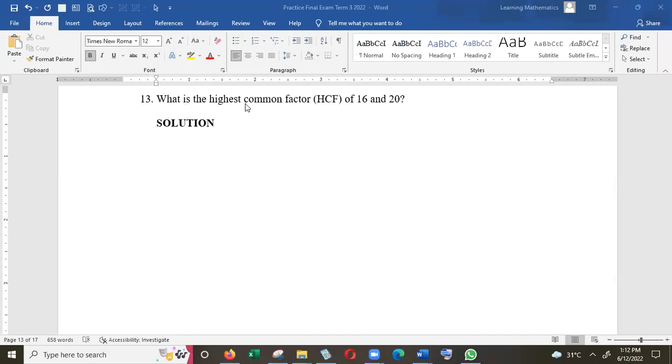What is the highest common factor? The HCF of 16 and 20. What is the highest common factor of 16 and 20?